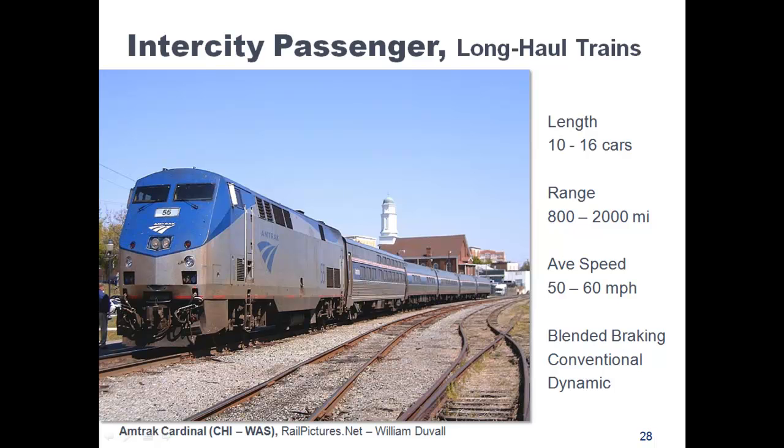Examples of long-haul intercity passenger trains are the Cardinal Amtrak, which is Chicago to Washington, D.C., 800 miles, takes about 24 hours. Amtrak Coast Starlight, which is Seattle to Los Angeles, 1,150 miles in about 35 hours. And Amtrak Southwest Chief, Los Angeles to Chicago, 2,000 miles in 40-plus hours.